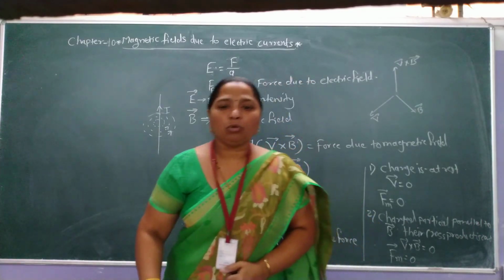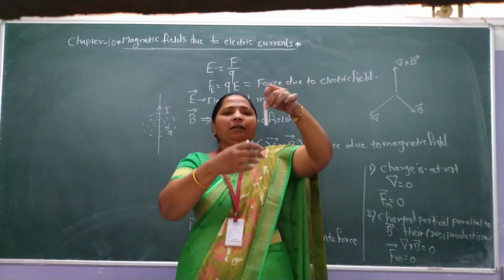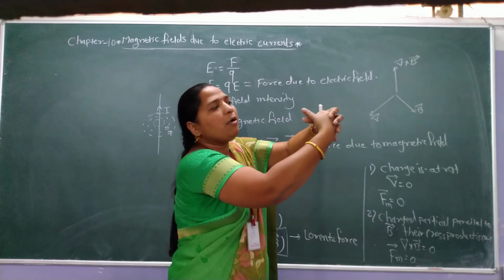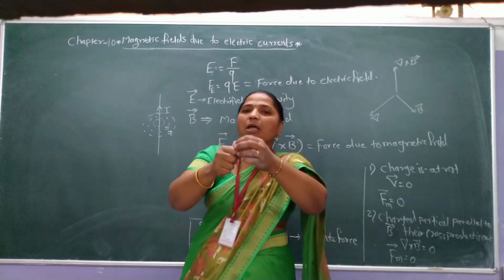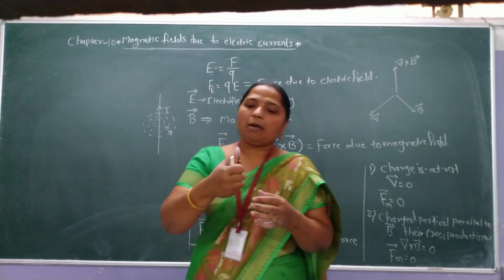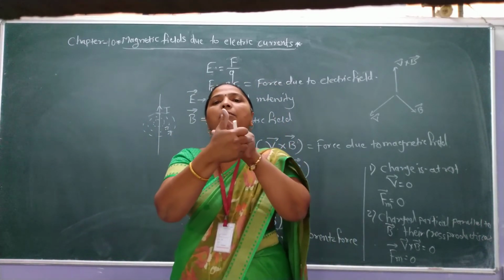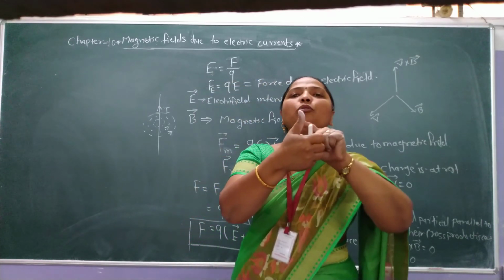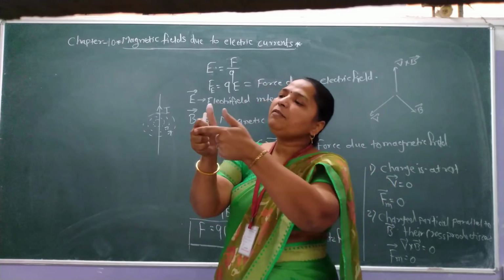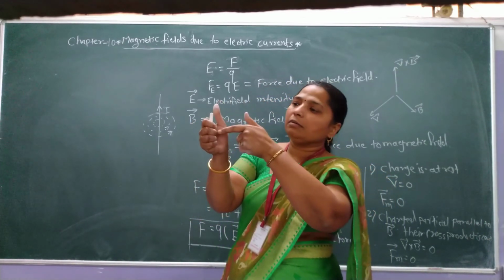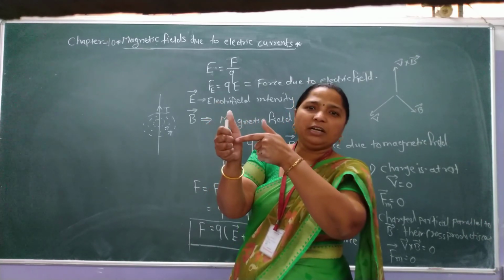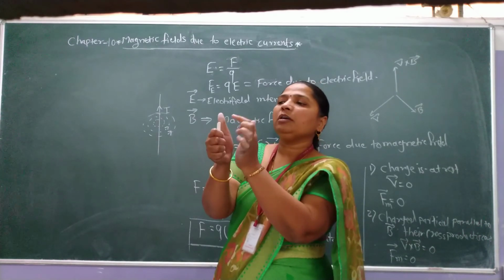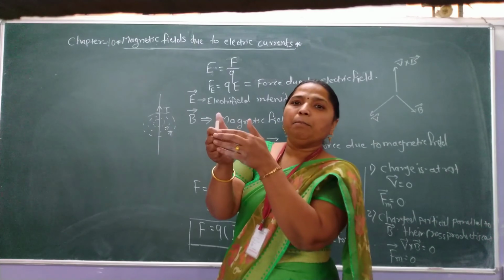According to the right hand thumb rule, suppose this is a conductor held in my hand. The four fingers are curled around it, showing the magnetic field around it. My thumb shows the direction of the current carried through the conductor, and the curled fingers give the direction of the magnetic field produced around it.